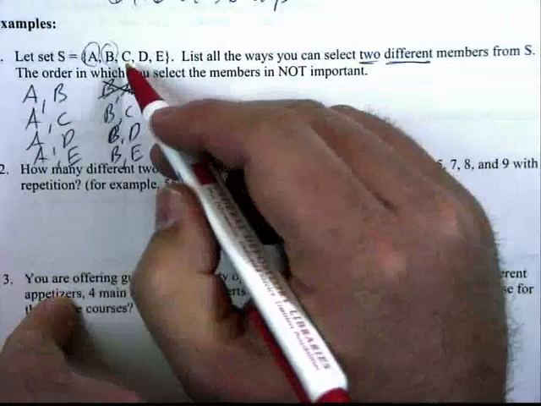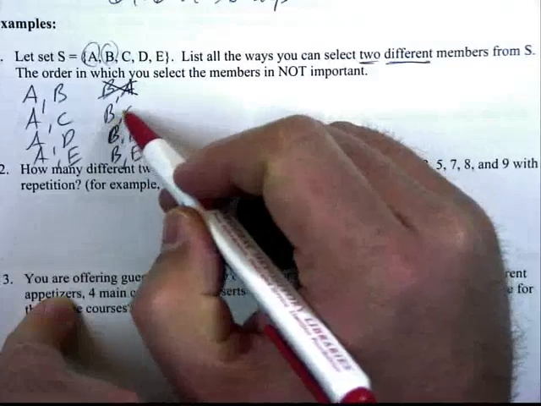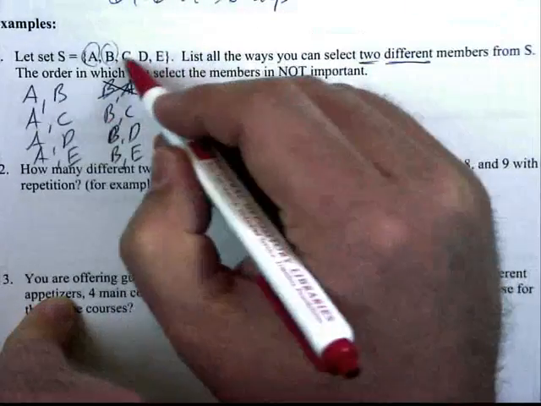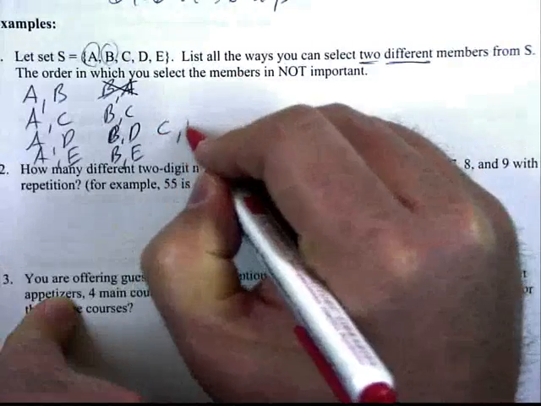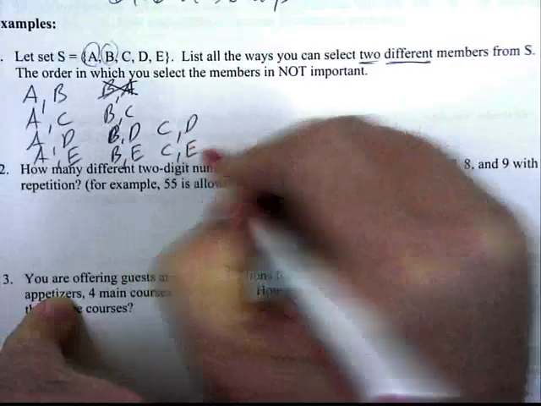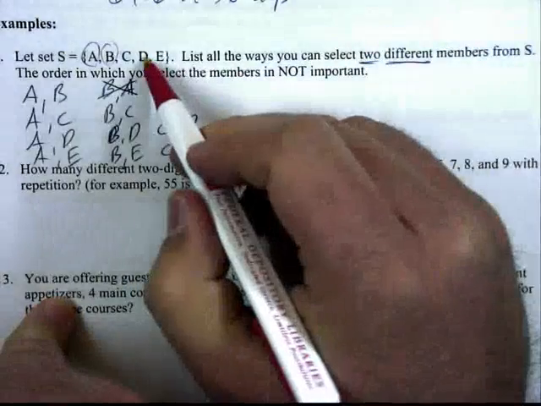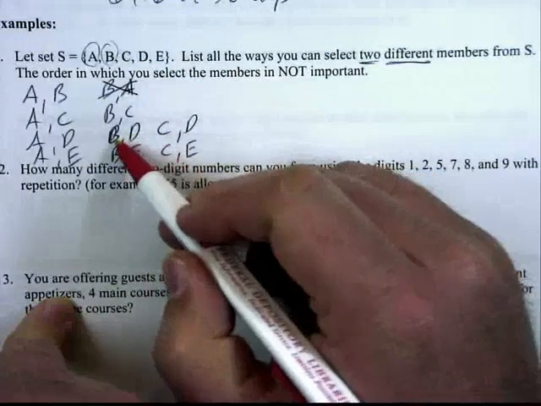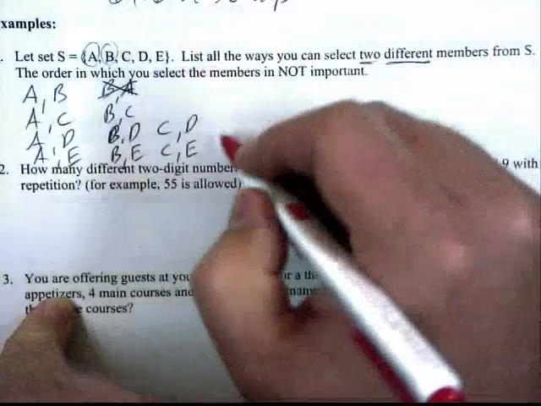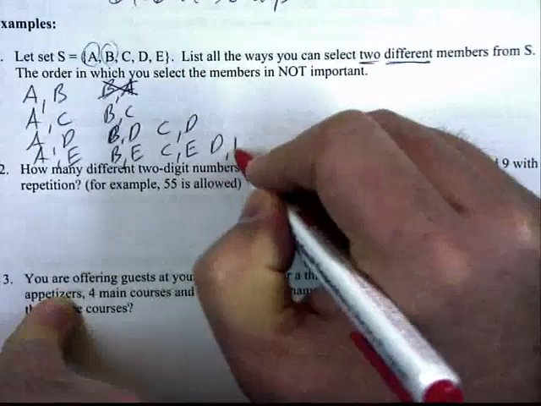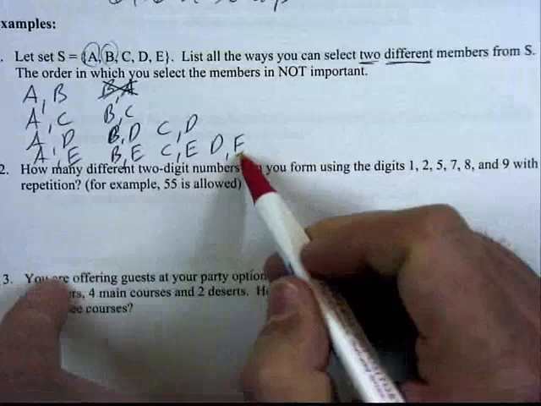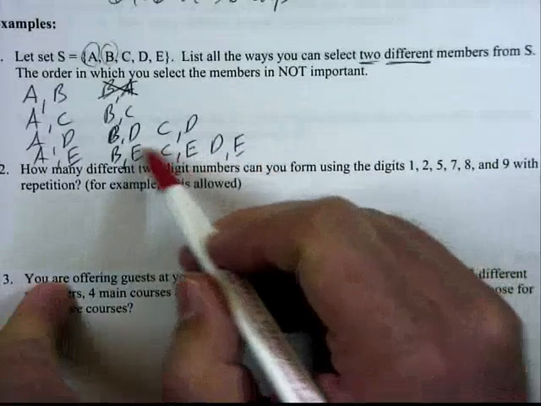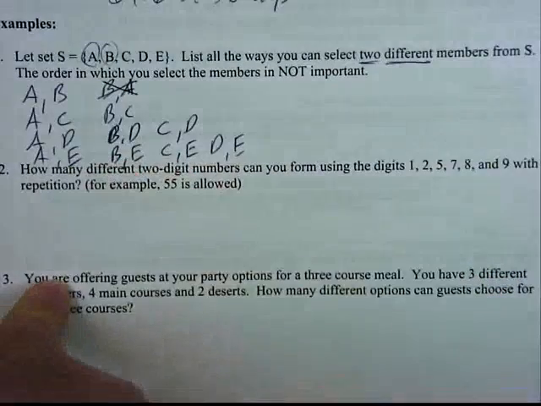And then I could go on to C, and I've already got C with B, and I've already got C with A. So C can still be with D, and it can still be with E. And then I go on to D, and D's already been with C, it's already been with B, it's already been with A, so it could go with E still. And now notice I've got E with everything else, with D, with C, with B, and with A.